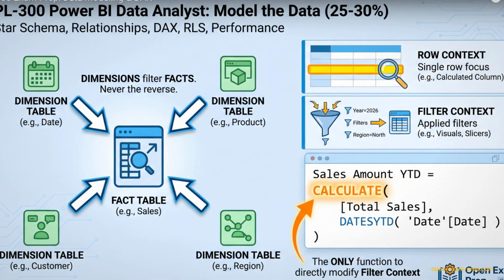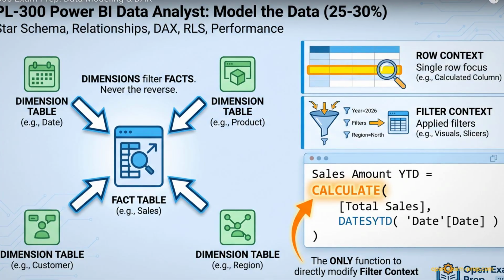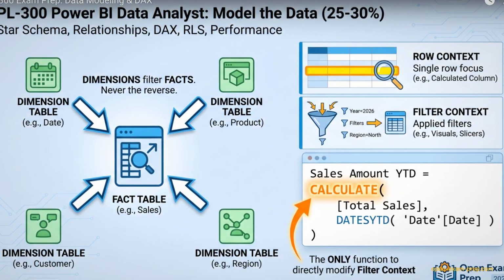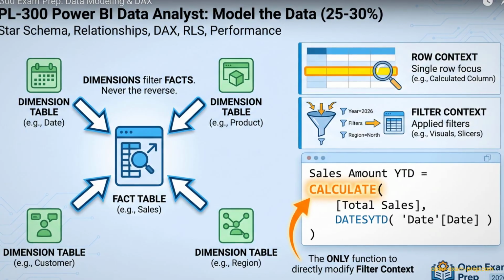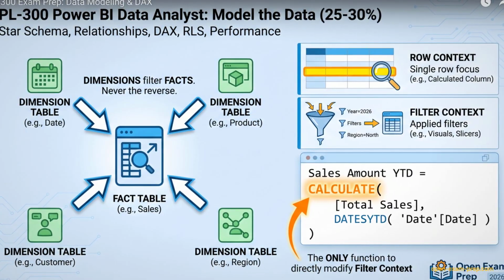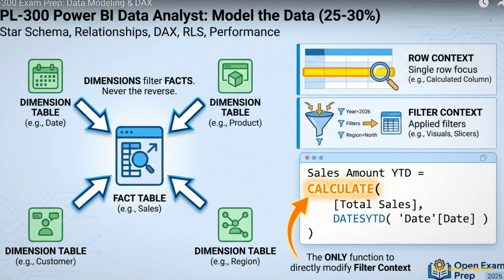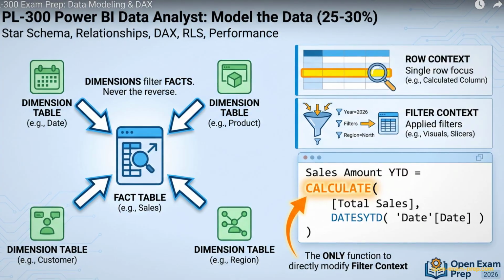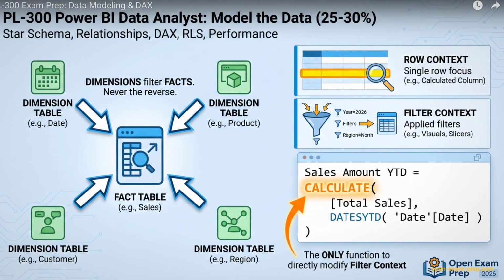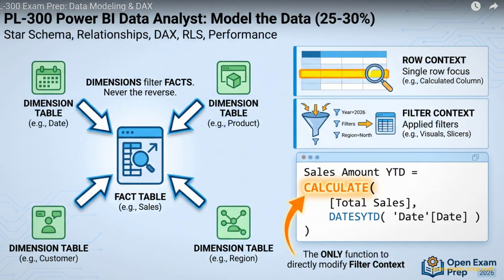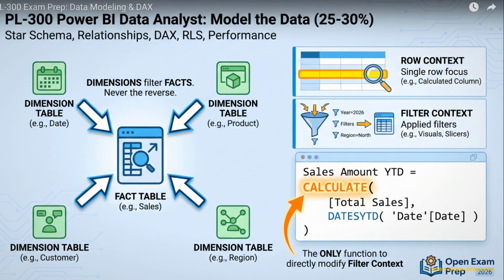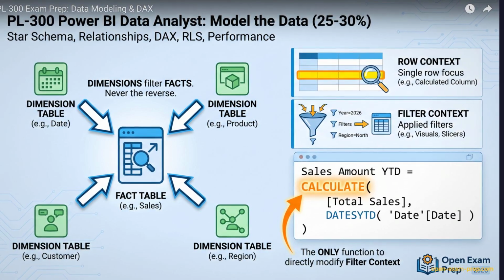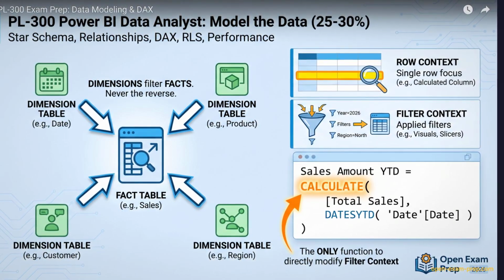Next, modeling the data, also 25 to 30% of the exam. This is the DAX-heavy domain where most candidates struggle. Your goal is to build an efficient star schema, with dimension tables filtering a central fact table. You must know DAX fundamentals cold, especially the calculate function, which modifies filter context. Understanding the difference between row context and filter context is non-negotiable. The exam will test your ability to write time intelligence functions and optimize the model for performance.